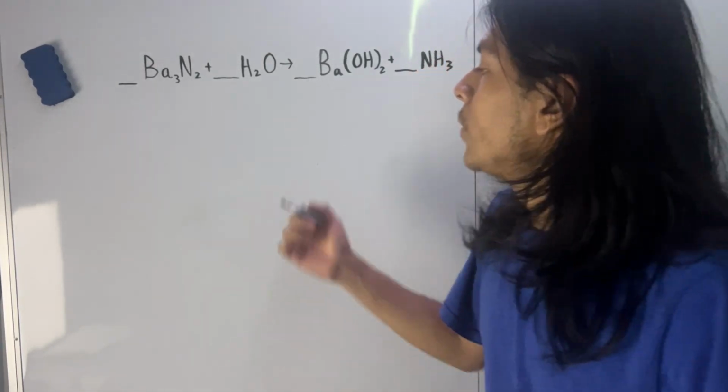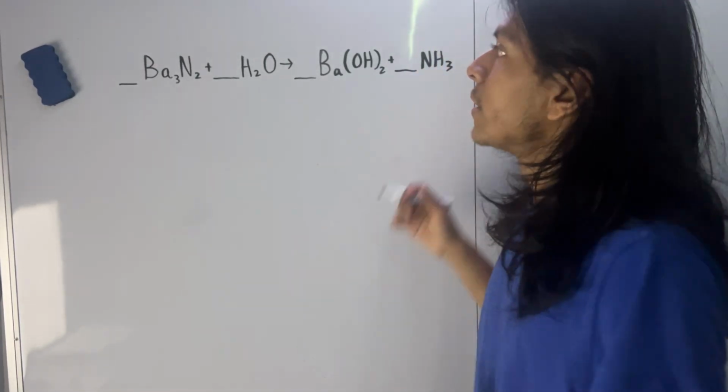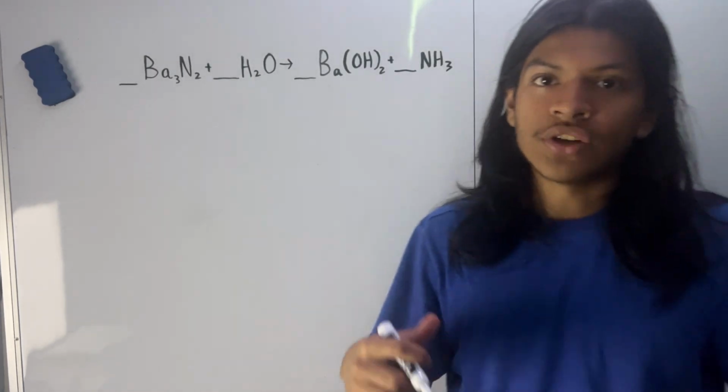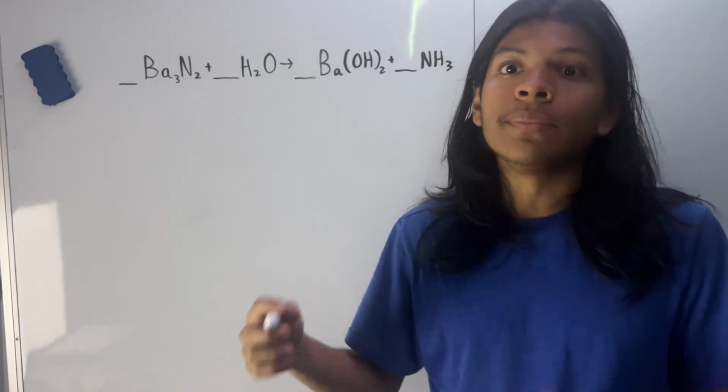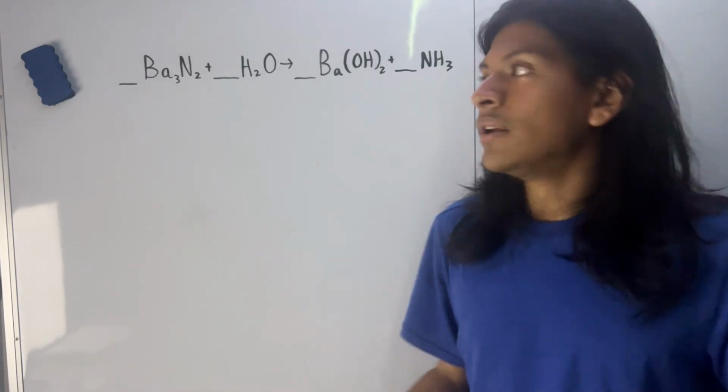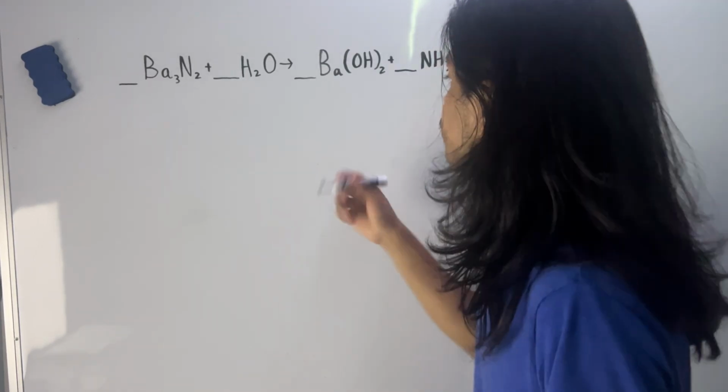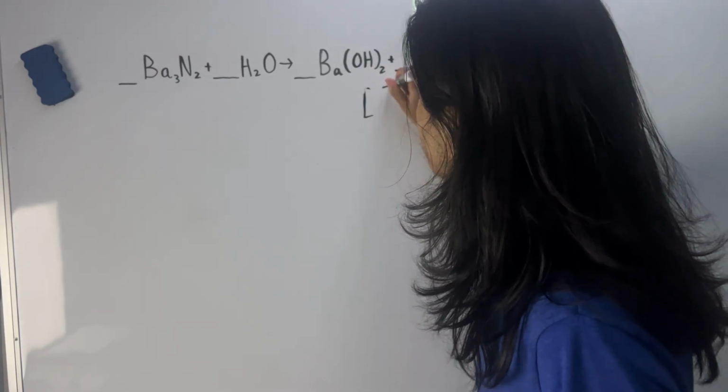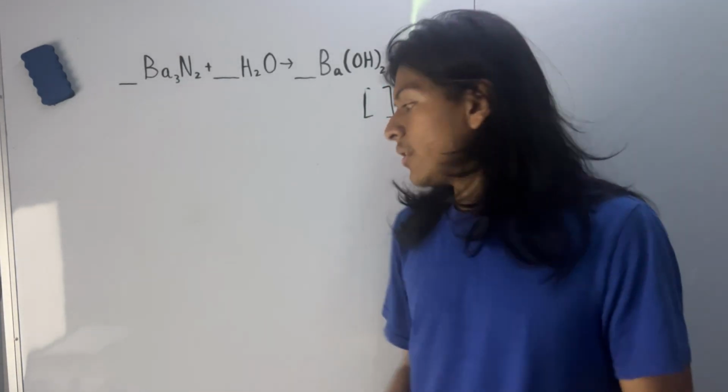So here we want to balance this chemical equation, and instead of just trying to plug and chug numbers, hoping that we'd be able to get the solution that way, we're going to be using some linear algebra. So we're going to be using matrices to obtain our solution.